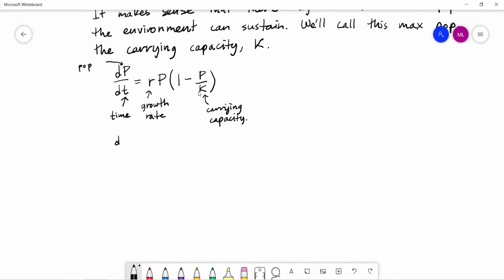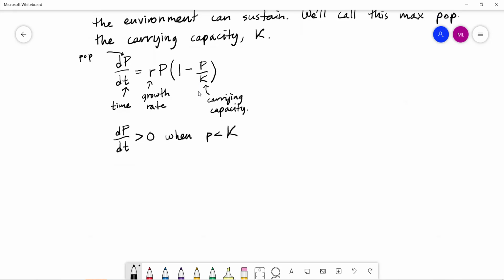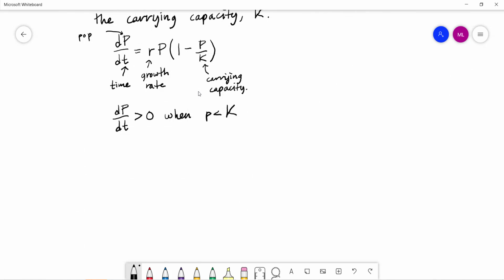We want dP/dt to be greater than 0 whenever P is less than the carrying capacity K. So we want growth whenever the population is below the threshold of the environment.